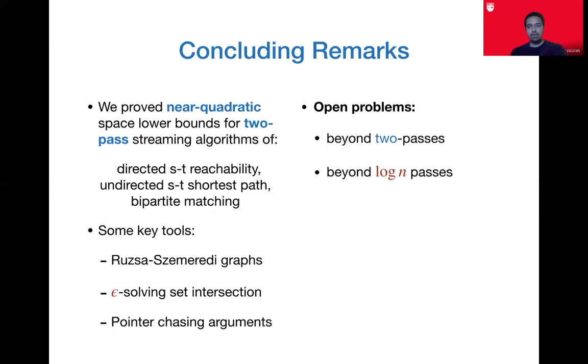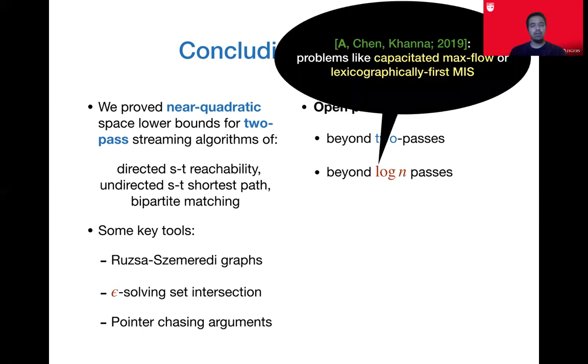But after that, it's really: can we go even beyond log n passes? As I told you, it seems that log n is still at the threshold of being a reasonable number of passes. Are these problems solvable even in log n passes? And here, it's a bit of a hard question how to go above even log n passes, and we don't know many lower bounds there. In fact, one of the few lower bounds we know are for very hard problems such as capacitated max flow or lexicographically first MIS, where we can prove lower bounds even for a polynomial number of passes.